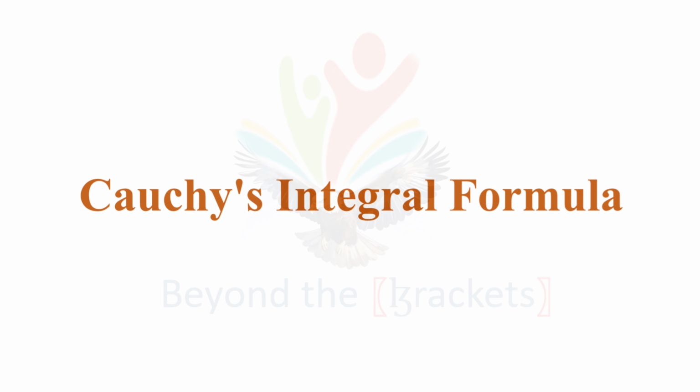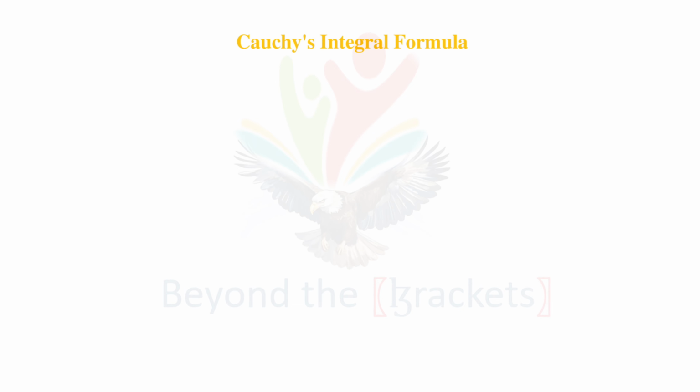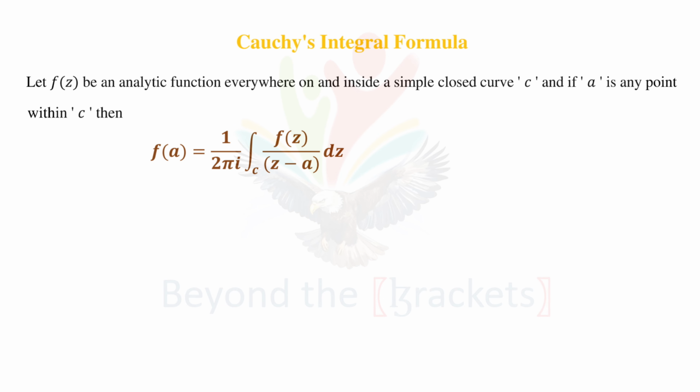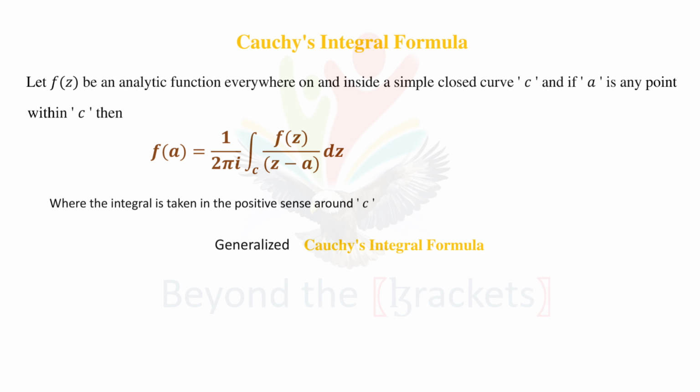Today we are going to study one of the most powerful results in complex analysis, Cauchy's integral formula. The statement of the theorem is as follows. Let f(z) be an analytic function everywhere on and inside a simple closed curve C, and if a is any point within C, then f(a) is given by this formula, where the integral is taken in the positive sense around C. Extending this idea, if we want the nth derivative of f(z) at a, it is given by this formula.